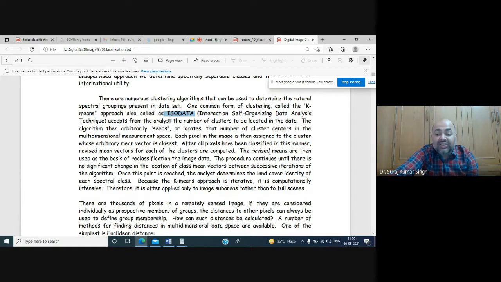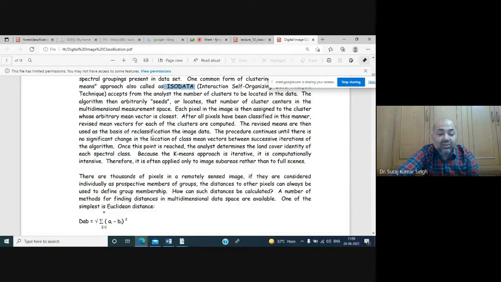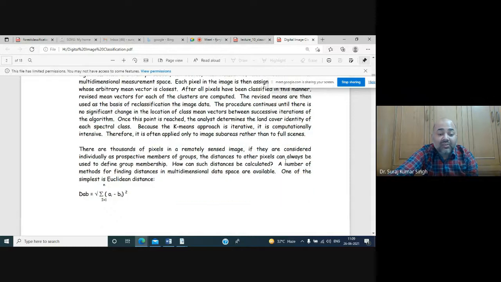After all pixels have been classified in this manner, the revised mean vector for each of the clusters is computed. The revised means are then used as a basis for reclassification of the image data. This procedure continues until there is no significant change in the location of the class mean vector between successive iterations of the algorithm. Once this point is reached, the analyst determines the land cover identity of each spectral class. Because the k-means approach is iterative, it is computationally intensive, therefore it is often applied to image sub-areas rather than to the full scene.